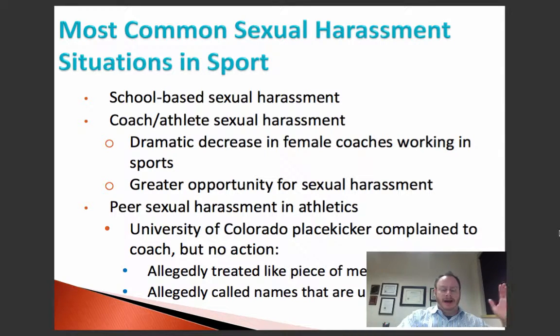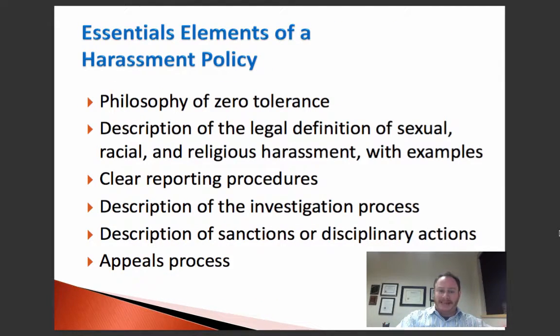And we're seeing peer-based discrimination in athletics, whether it's hazing or whether it's players who are complaining about lewdness in the locker room. There was one example where a female place kicker walked on at the University of Colorado, and based on her treatment by the rest of the team, who were male, she said that she felt like she was being treated as a piece of meat and called names that were completely despicable, and that the coach did nothing to address that, and she ended up suing and getting a settlement.